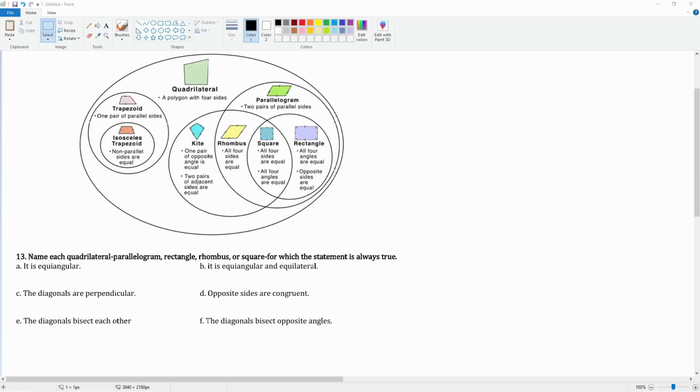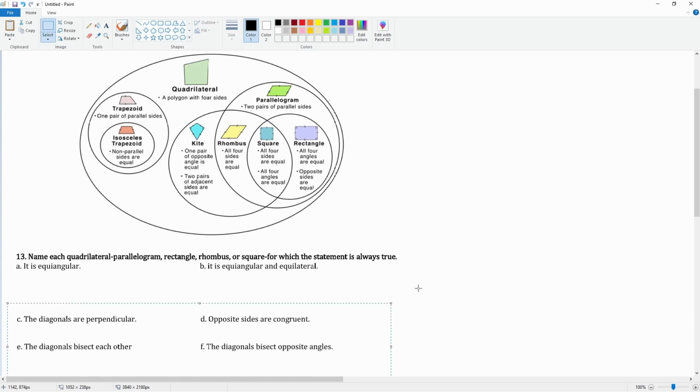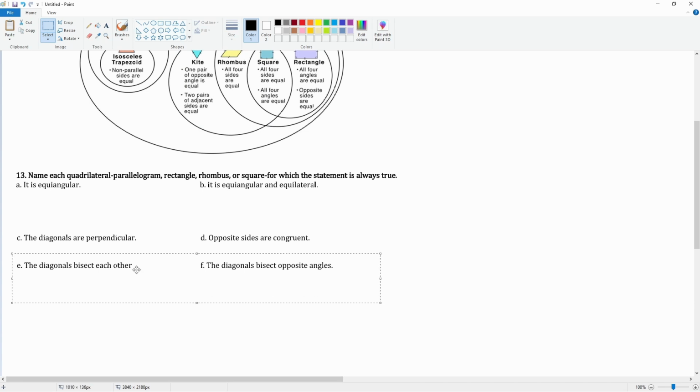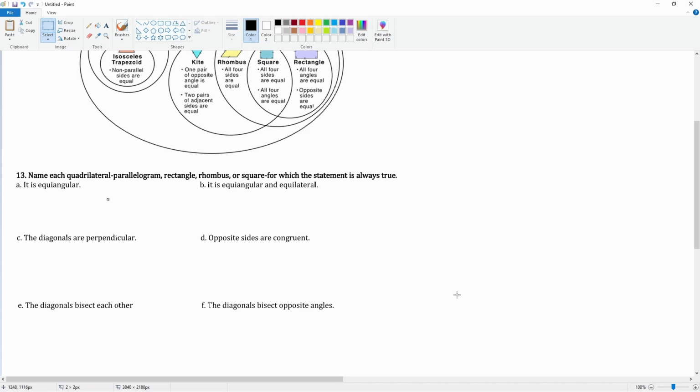Okay, so this is question 13. This is a Venn diagram to help you visualize it, okay? And we're just going to figure out which one's what, all right? So I'm going to leave some room here. All right, first of all, the first one is looking for what?